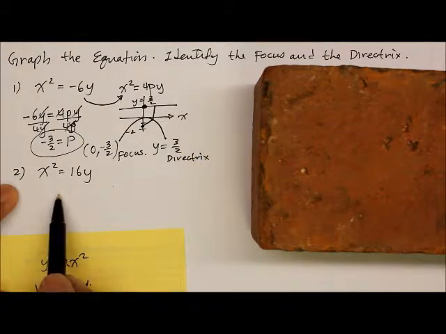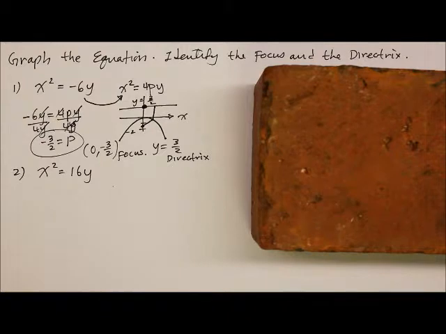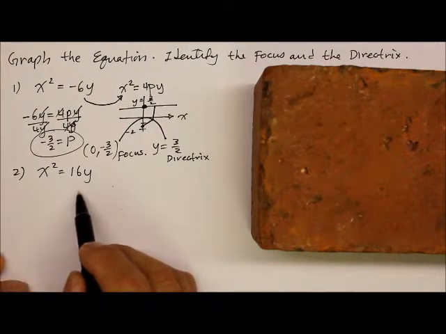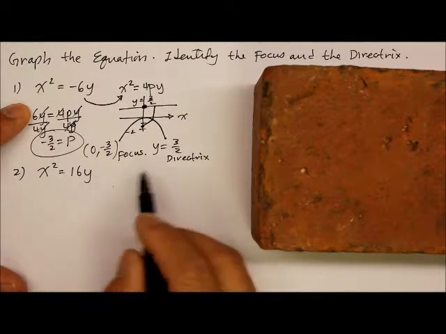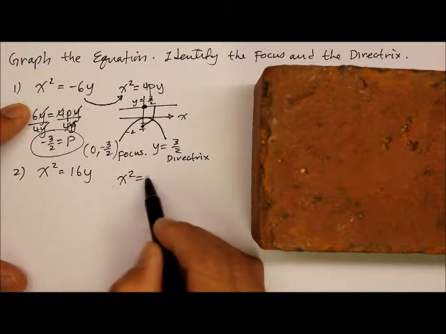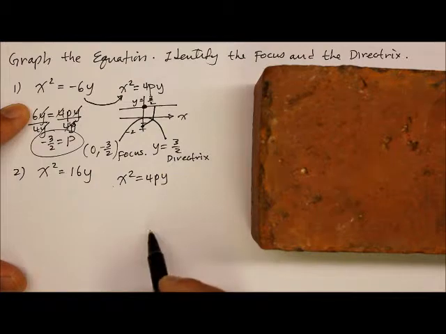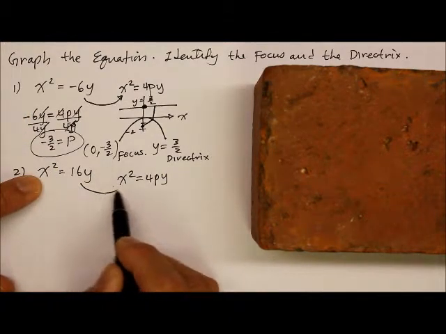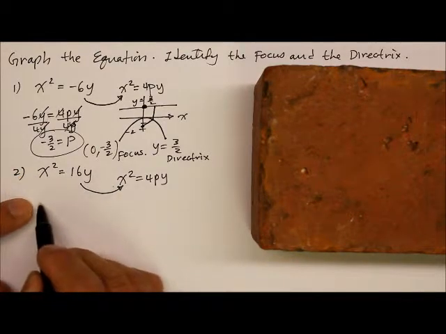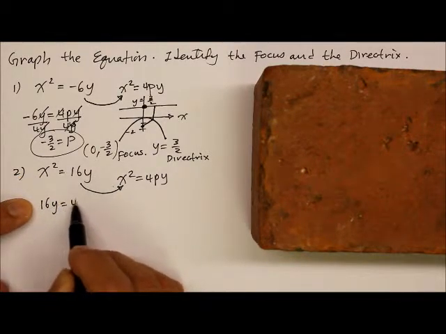Why don't you try number 2 now? Okay, so you said, this is very similar to what you showed us in number 1. So let's use the standard form, x squared is equal to 4py. And since x squared is given as 16y, that's what you substitute in there. So you end up with 16y is equal to 4py.